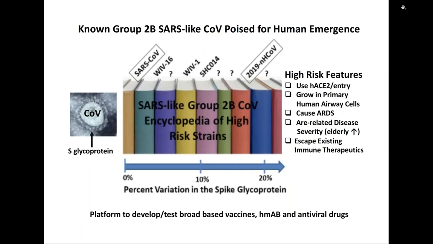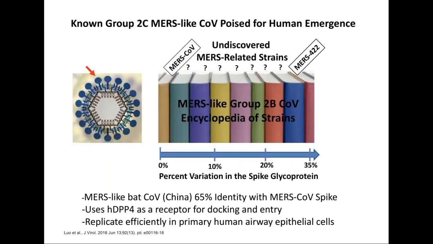have to be considered for the long-term impact of what happens if there's a new emerging SARS-like group 2B coronavirus in the future. And I'll just say that we believe that variation among these viruses can approach 35%, and they can still contain all of these high-risk features that are shown on the right side of the slide. And so keep that in mind. Next slide.